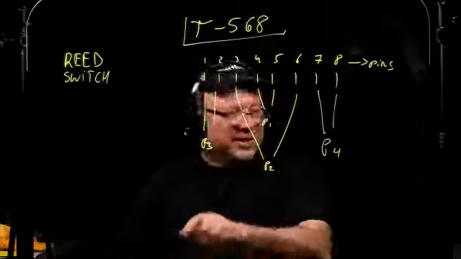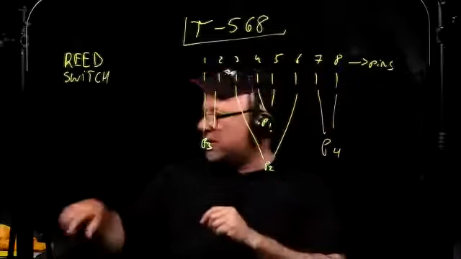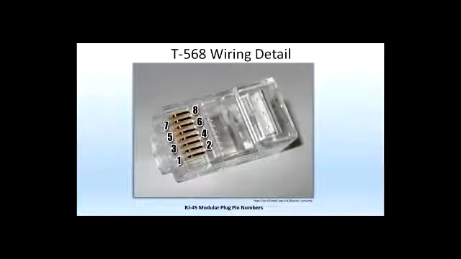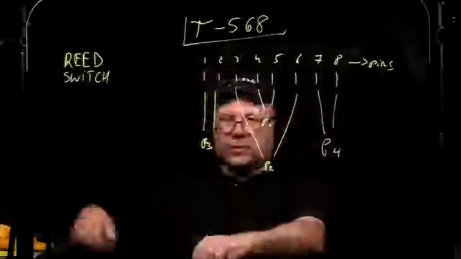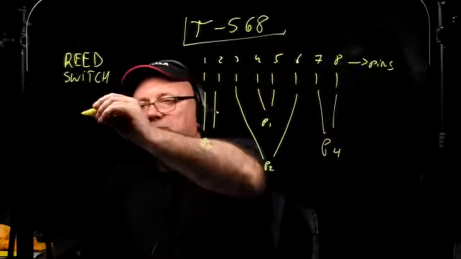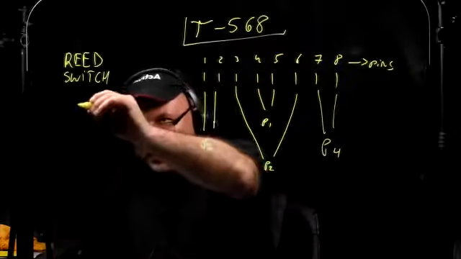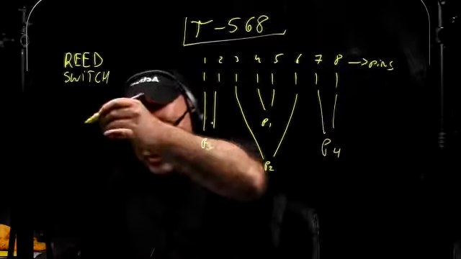All right, so that's how we count the pairs. So let's go back to the slideshow here. Now, T568 wiring details. All right, you see here 4 and 5. You see the blue. So pair number 1. How do we count the colors? Remember the 25 pair exercise that we did? The designation colors, not the group colors.